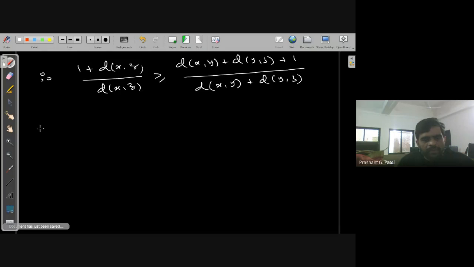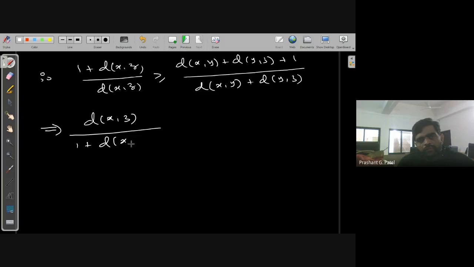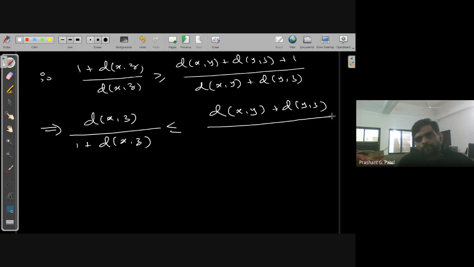So what will this imply? Taking the reciprocal again, 1 plus d of xz is less than or equal to (1 plus d of xy plus d of yz) upon d of xy plus d of yz. Taking reciprocals again, this will be less than or equal to, or rather I can say it is equal to, d of xy plus d of yz upon 1 plus d of xy plus d of yz, by making a partial fraction.